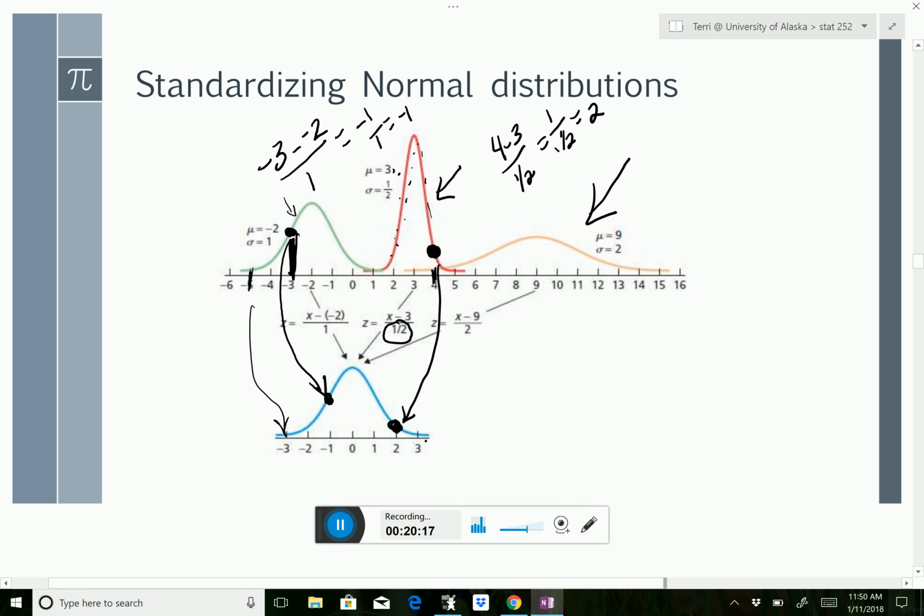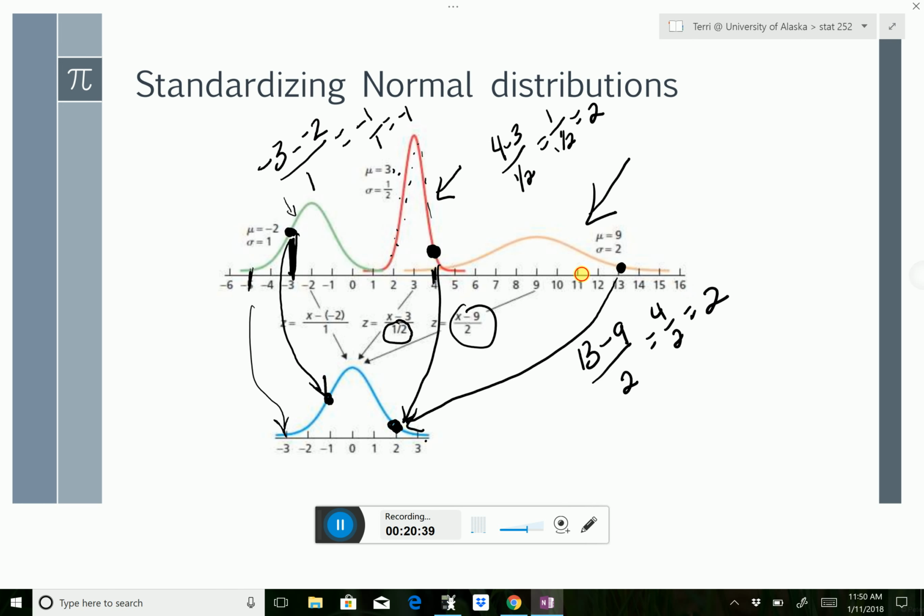And then take this one. So now, let's take 13. What will 13 be? Well, let's see. We put 13 in there. 13 minus 9 divided by 2. So 4 over 2 is 2. So this one actually also corresponds to the 2. So it's 2 standard deviations away from the mean. So you got 1, 2. Because that's another thing that that standardization tells you.